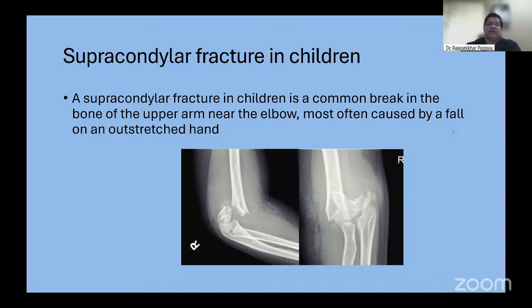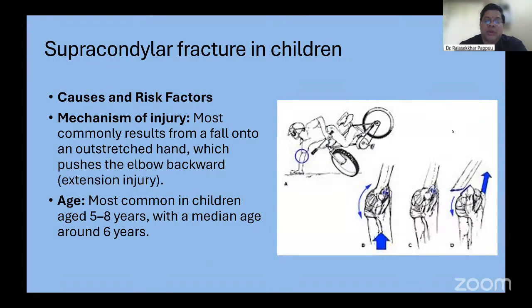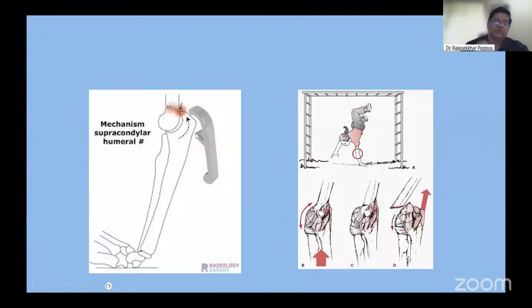So what are the risk factors and how does it happen? Most commonly this happens in children aged between 5 to 8 years, with the most common incidence at 6 years. The fall is usually on an outstretched hand. Whenever there is a fall on an outstretched hand, the elbow gets locked and goes into hyperextension, and then it starts breaking. If you see it here, the olecranon gets locked in the olecranon fossa, and the hyperextension leads to the breaking force and causes the fracture.